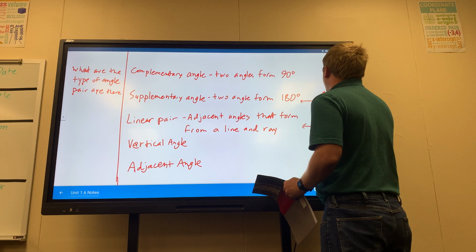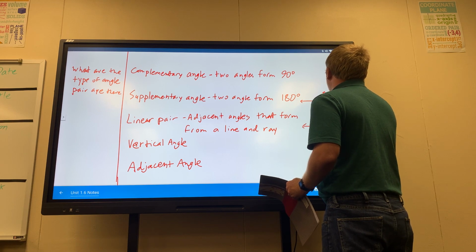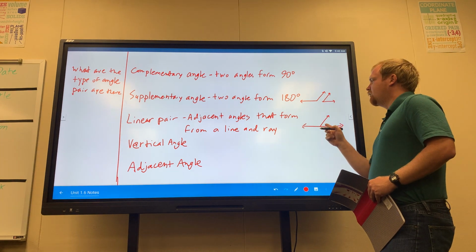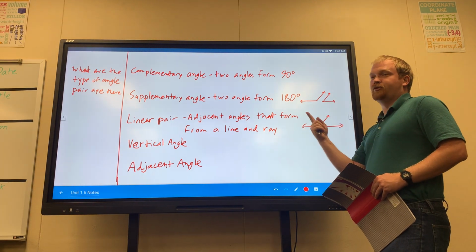one thing that's significant too is that supplementary can be split into two different angles. Linear pair is basically two angles in one.